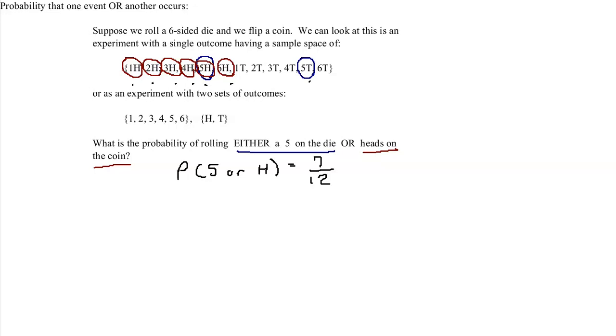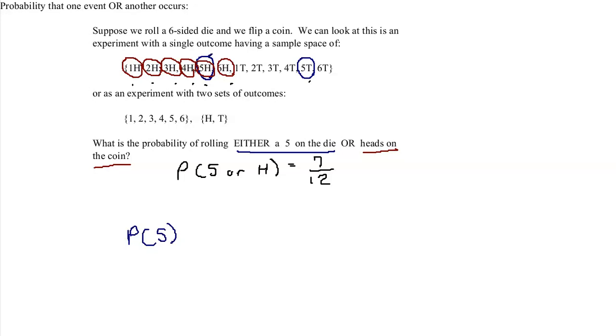Now, another way we could do this is we could think of this as an addition problem. What's the probability you roll a 5? Well, the probability of rolling that 5 is going to be, how many ways do we have a 5?